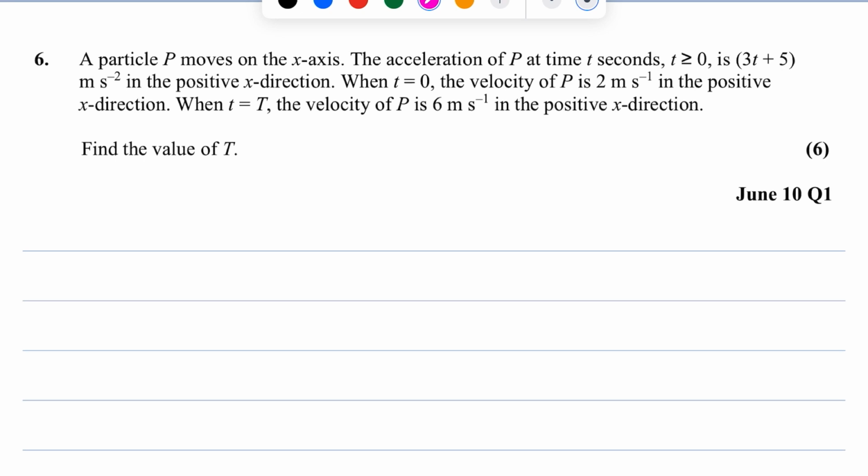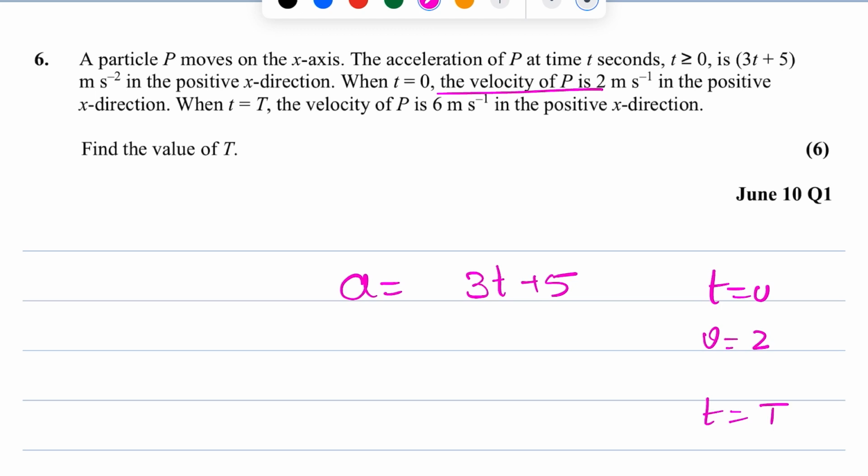Question number 6. A particle p moves on the x-axis. The acceleration of p at time t seconds is given by a equals 3t plus 5. When t equals 0, the velocity is 2 meters per second. When t equals capital T, the velocity equals 6. Find the value of t.